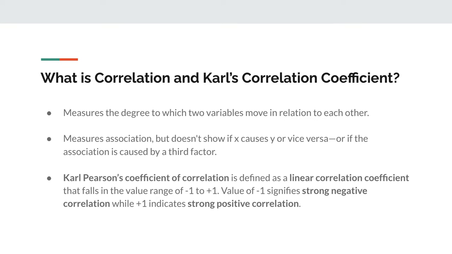Now, what is correlation and what is Karl's correlation coefficient? Correlation basically measures the degree to which two variables move in relation to each other. It measures the association between any two variables x and y, but it does not tell us whether x is caused by y or y causes x, or if the association itself is caused by a third factor. In this respect, we can define Karl Pearson's coefficient of correlation as a linear correlation coefficient that falls in the range of -1 to +1, both inclusive, wherein a value of -1 would signify a strong negative correlation, while +1 would indicate a strong positive correlation.